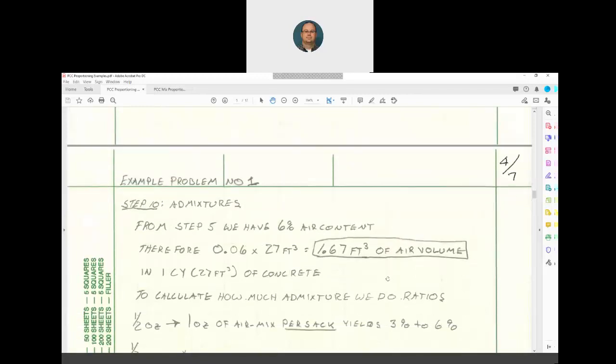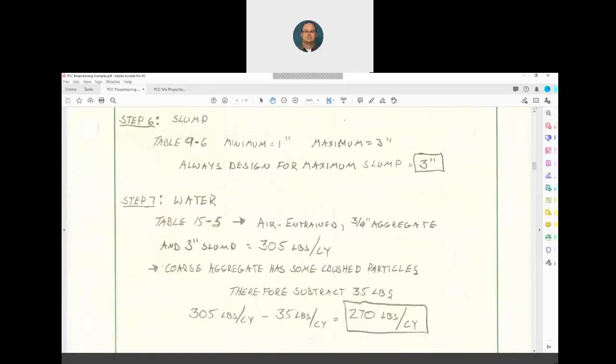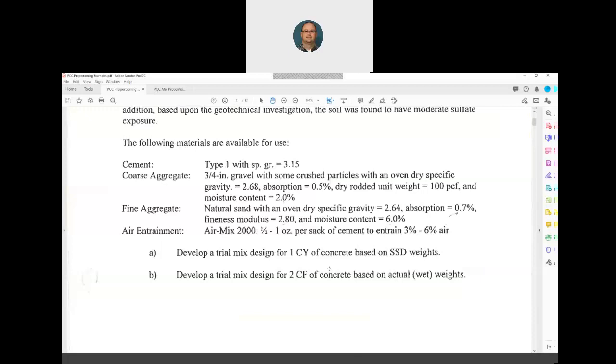All right, so now we got to figure out how to calculate admixture. So we want to add air entrainment, right? So if I go back up, let me hit my page up. We know right here, we want to add this air mix 1/2 to 1 ounce per sack of cement to entrain 3% to 6% air. Okay? All right, so we can assume a 1/2 ounce will give us 3% air and 1 ounce will give us 6% air. So we're going to do a ratio. Okay, so remember, here's this fineness modulus of a fine aggregate. It's from our previous. All right, so let's go back down.